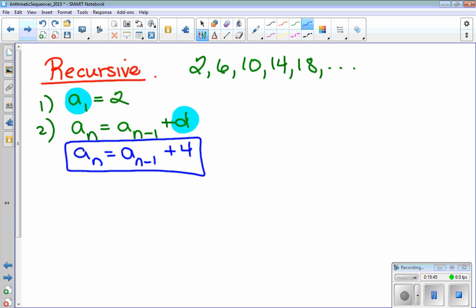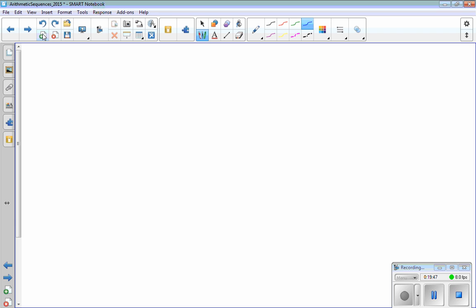Okay. Let's try one more. I want you to tell me both explicitly and recursively. Oh, we don't have time to do one more. Never mind. Let me go ahead and give you your homework. It's just going to be find the first few terms and could you write the equation? Okay. If you want me to go over more during Flex 3, would you like me to do that? Finish it up during Flex 3? All right, I'll pause this and we'll do a little bit more during Flex 3.